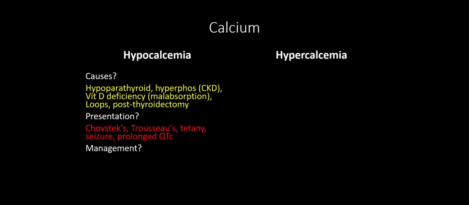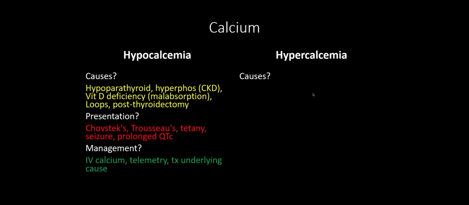Management is going to be repletion with IV calcium and really treating the underlying cause. So if they're hypoparathyroid, you're going to have to manage that. If they're vitamin D deficient, we're going to supplement vitamin D. If they have a malabsorptive disease, like Crohn's, and you have fat malabsorption, you lose the A, D, E, and K, then you would want to treat that inflammatory bowel disease to fix it. All these things are really going to be targeted at the underlying cause, but otherwise you'd replete it with IV calcium. And then how about hypercalcemia now?